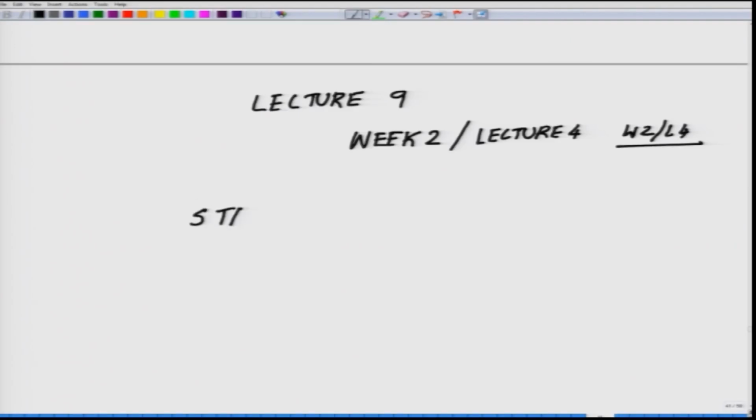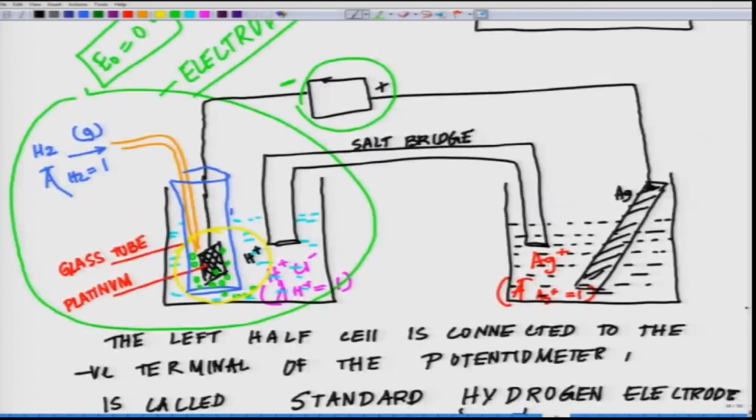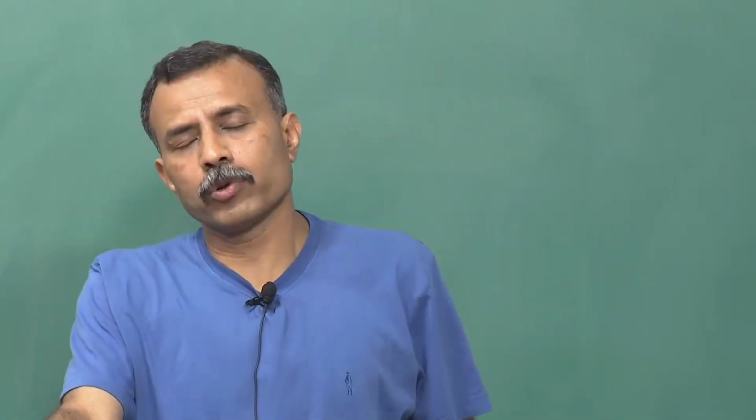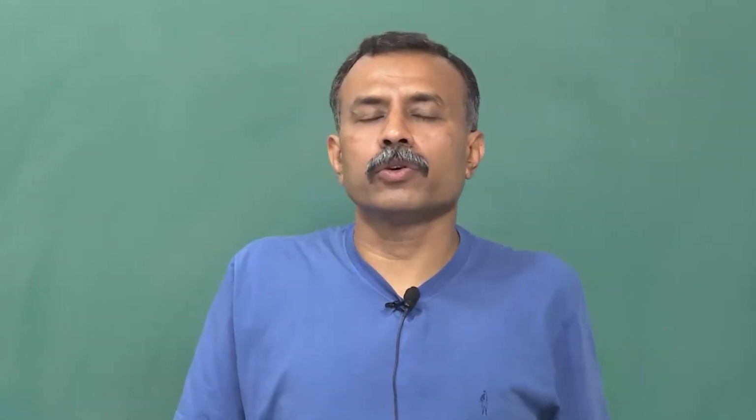Today we will resume on standard potentials, which we have discussed in the previous 2 classes. In the last class, if you remember, we talked about the hydrogen electrode, the standard hydrogen electrode, and I told you that this is the first kind of electrode. After the Nernst equation, we will move on to potentiometry and electrodes, as you will realize.